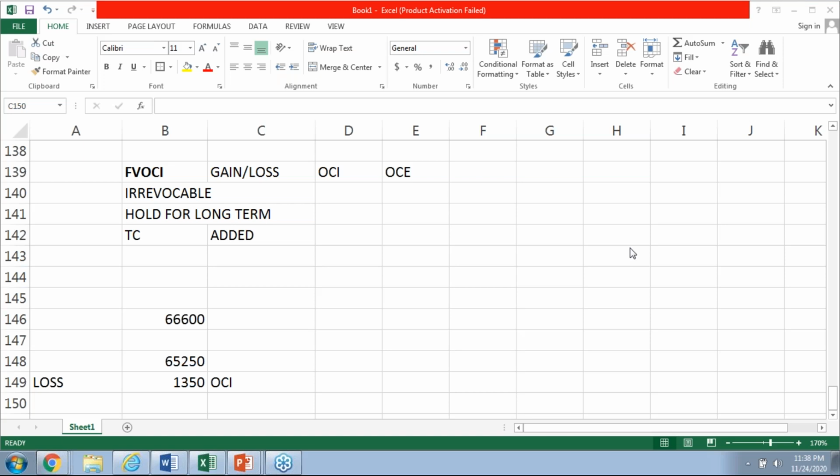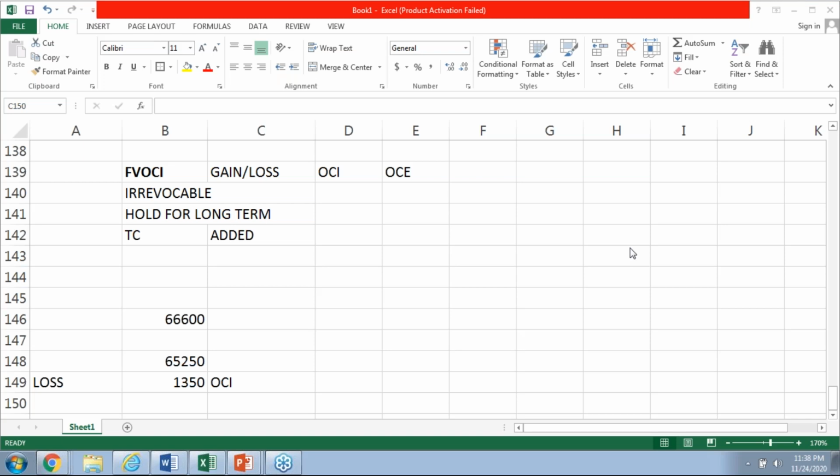Why didn't we add the transaction cost in this? Transaction cost was initially capitalized only. So we only have to add the transaction cost when we are purchasing the shares. But subsequently, we only have to report the shares at the current market value. So this is why most of the students will not be able to answer the question.